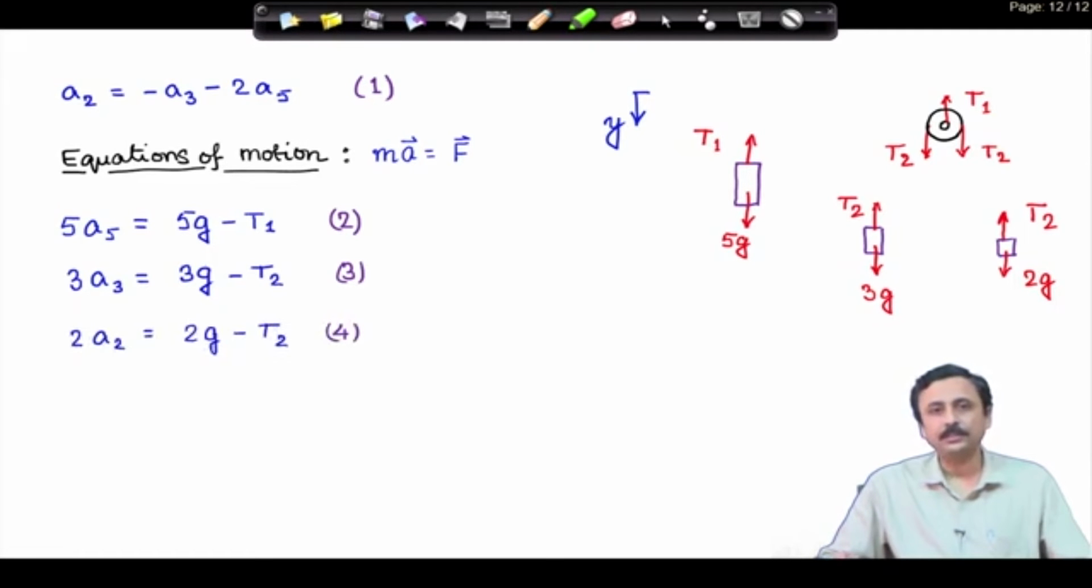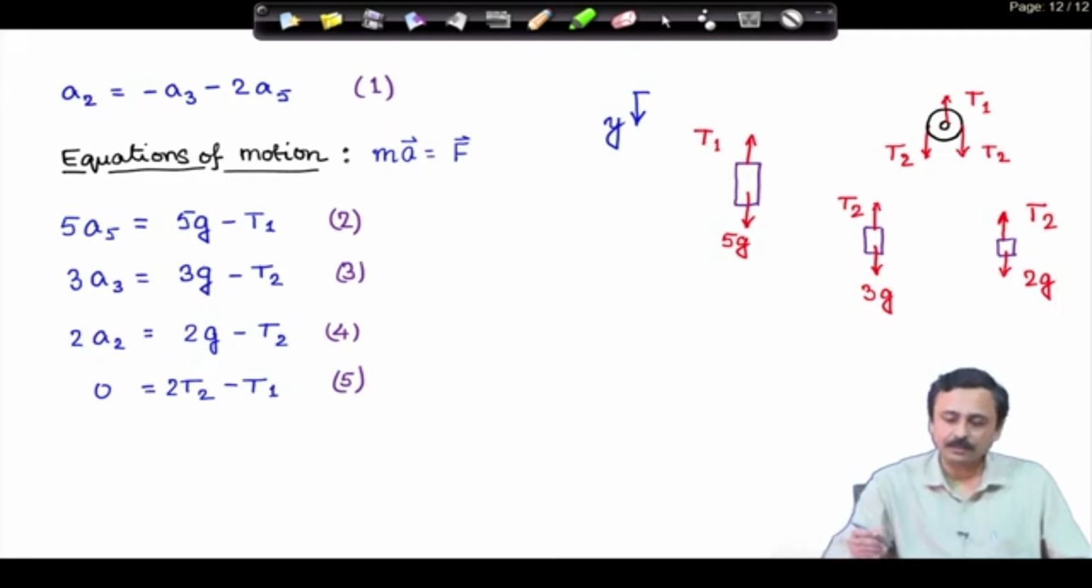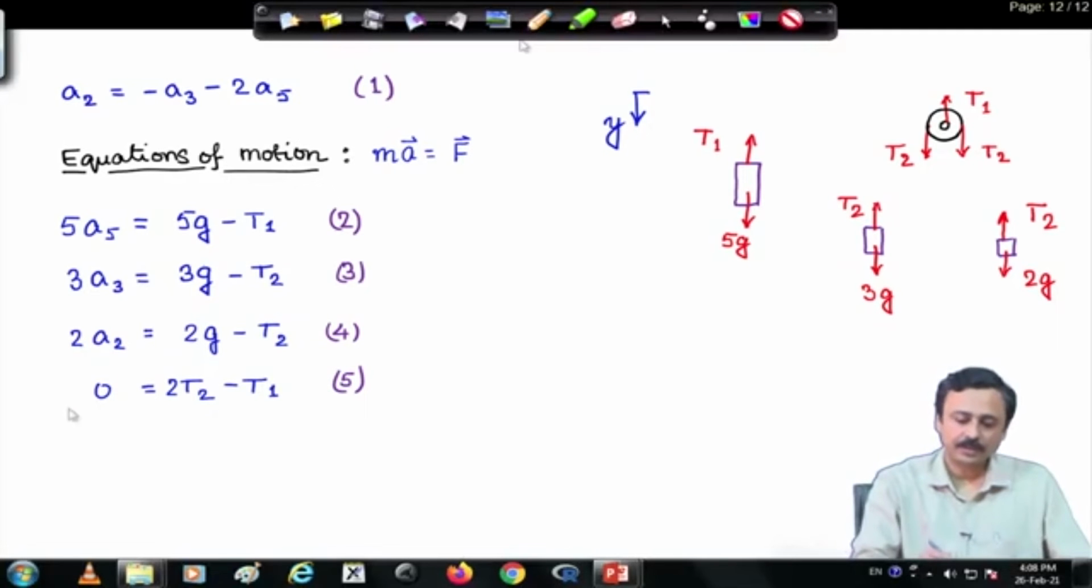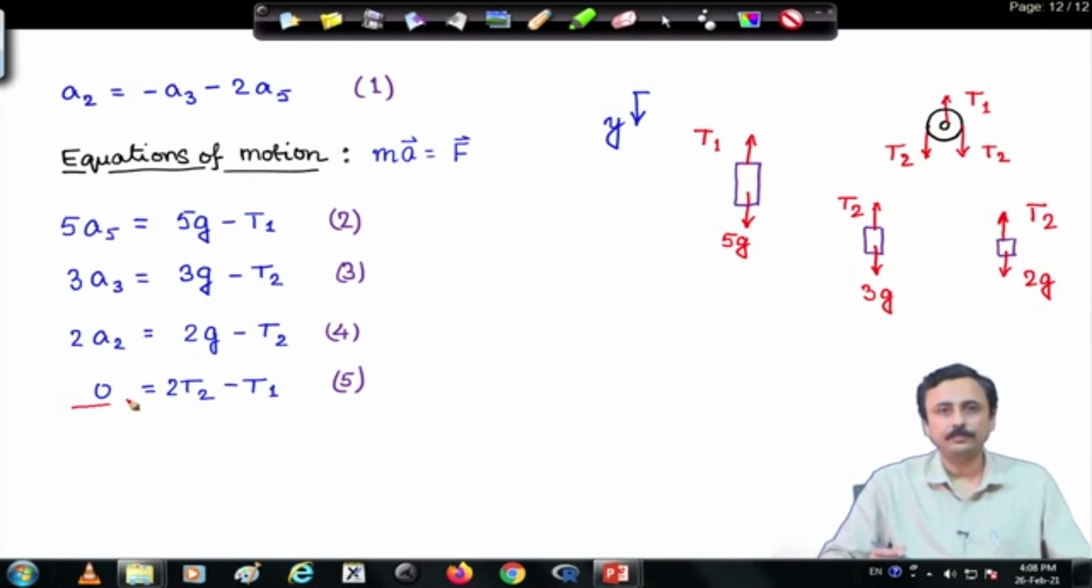Similarly, for the 2 kg block, and finally, for that pulley P2, which is massless, our left hand side is 0 and the right hand side is the net force acting on that pulley. T1 is acting upwards, so minus T1, and plus 2 times T2, as you can see from here.